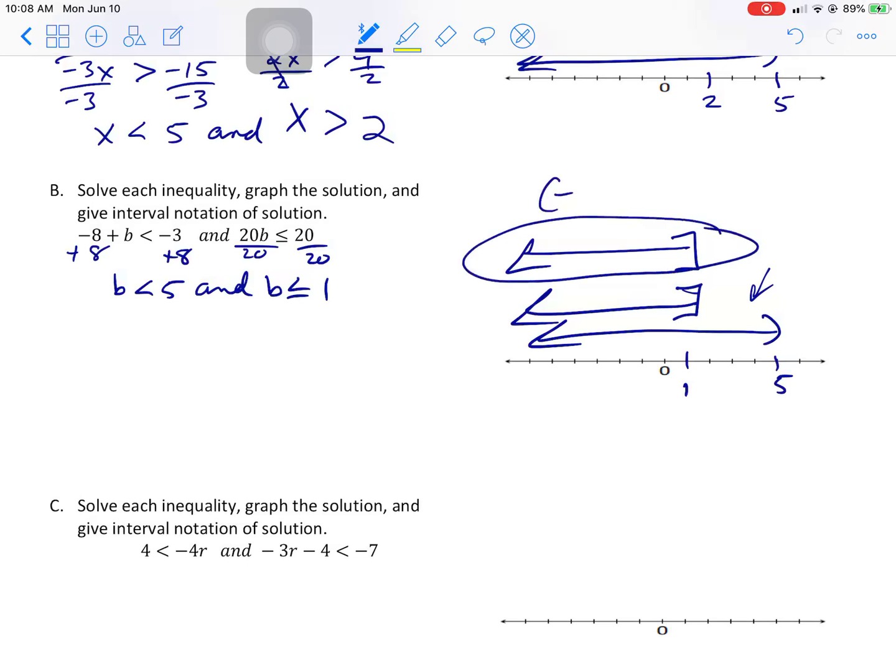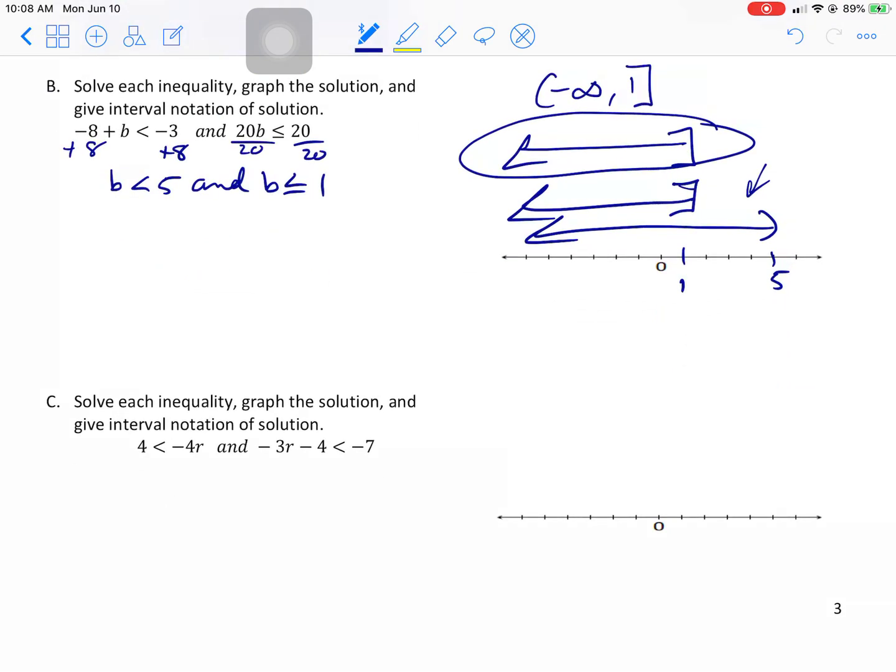And this is the interval notation for that one. Okay? The or, we take the other one. The and, we take that one. That's important to try to remember.